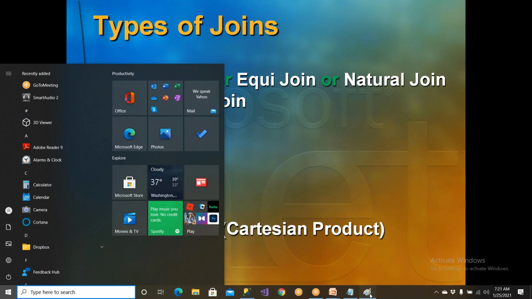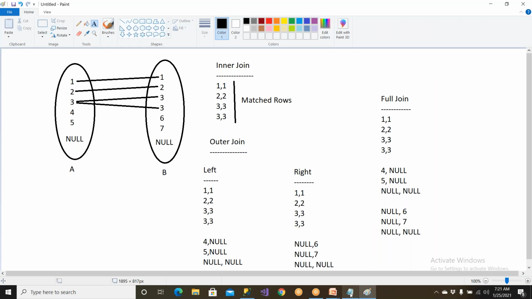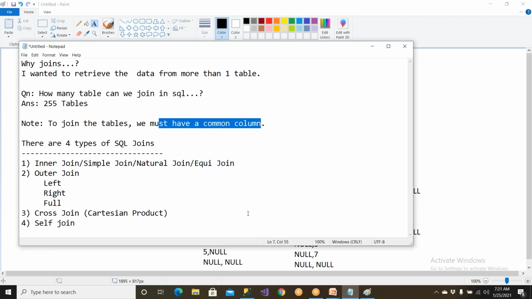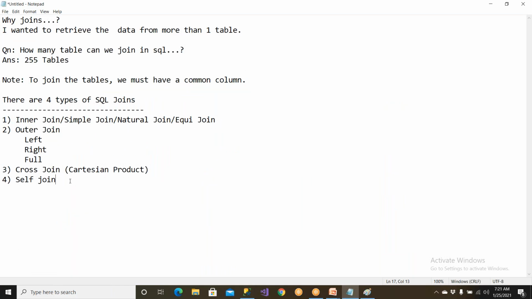We are going to discuss some real-time examples. Clear? Now, what is the syntax for inner join? If you wanted to get the query, what is the command that you need to write? So inner join, joining the two tables. Okay.